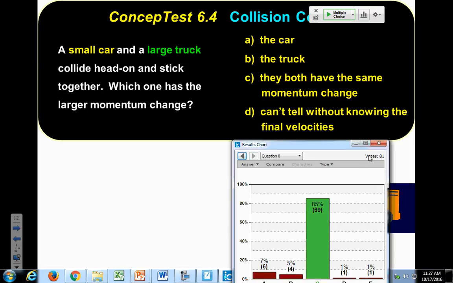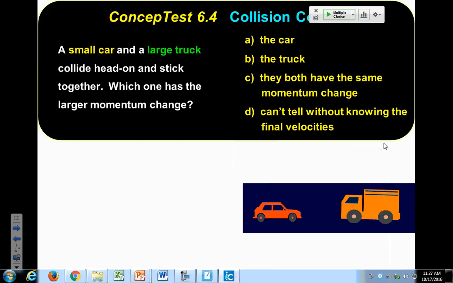Hey, very good. They both have the same momentum change. That's nice because you think of Newton's third law, right? Newton's third law says that this car exerts a force onto this truck, and this truck exerts the exact same force back on that car. It's an action-reaction pair. But if they exert the same force on one another, since force is delta P over delta T, and it also occurs in the same amount of time, then they're also going to experience the same change in momentum.